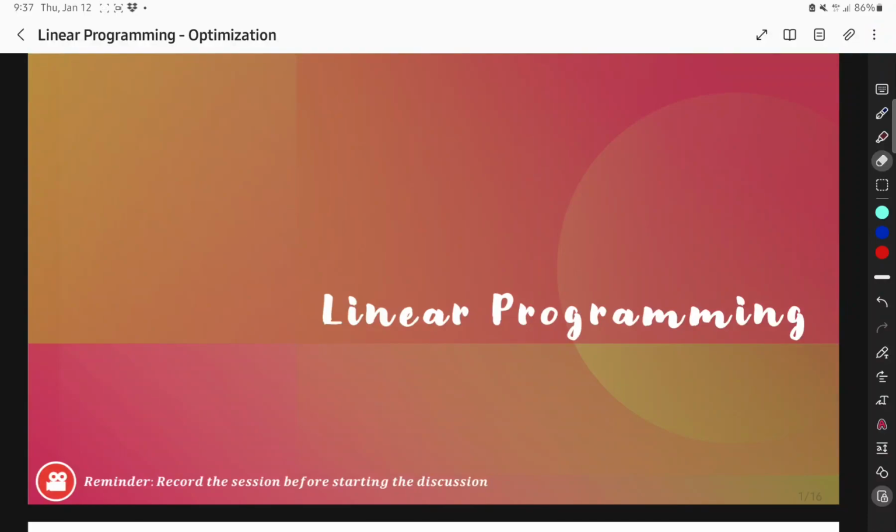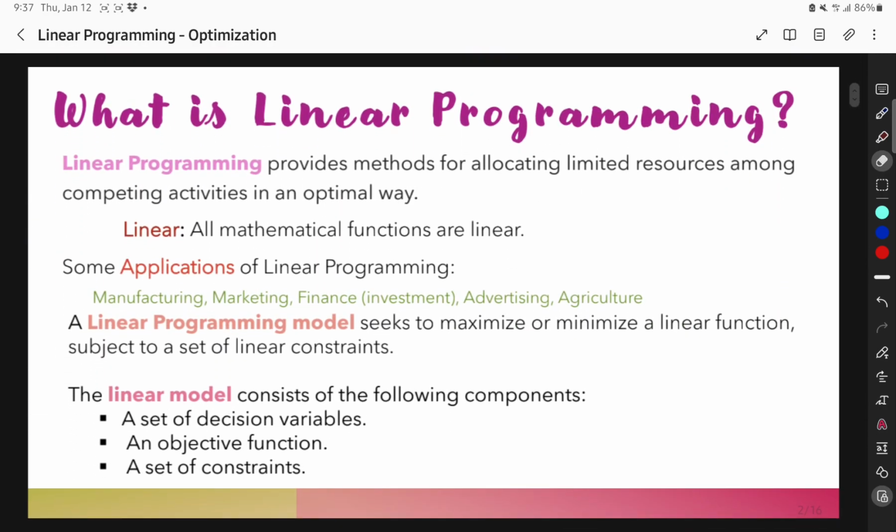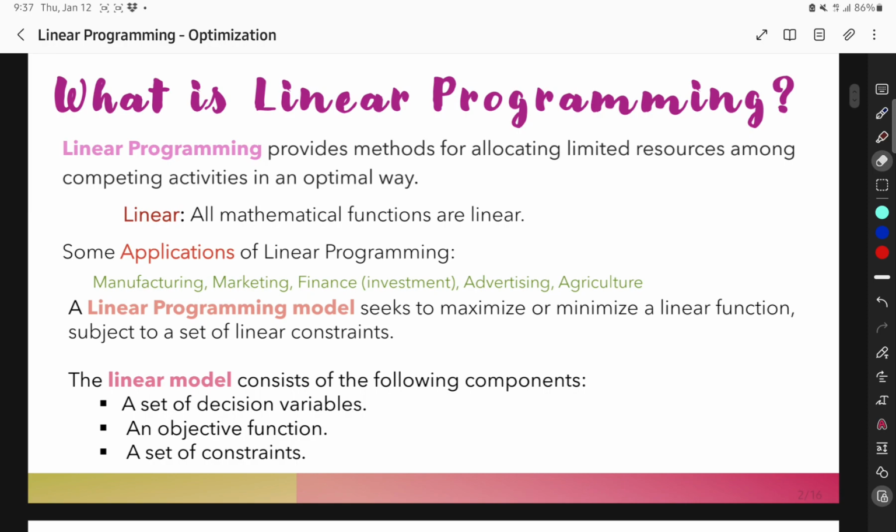Hello. So for today, our topic is on linear programming. So what is linear programming? Linear programming provides a method for allocating limited resources among competing activities in an optimal way. This is actually a method that would assist you when you make decisions. Now, from the term linear, all the mathematical functions are linear.